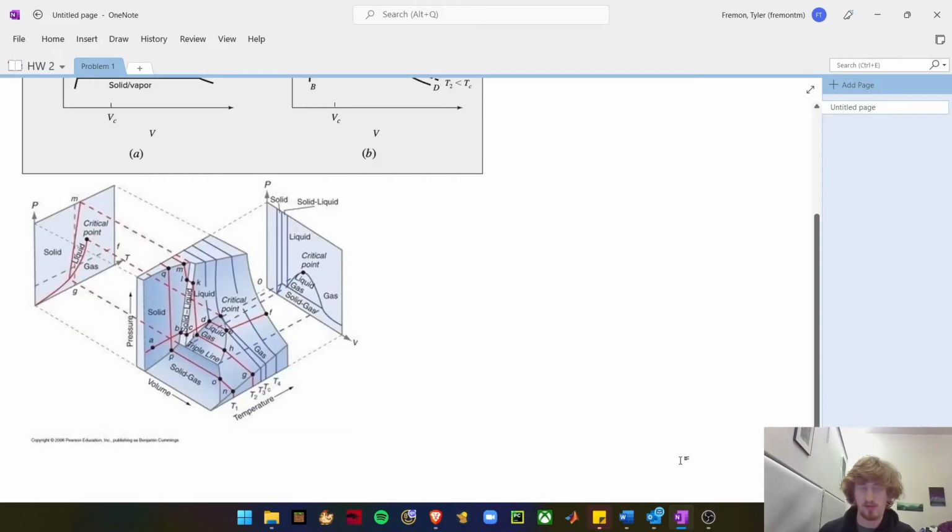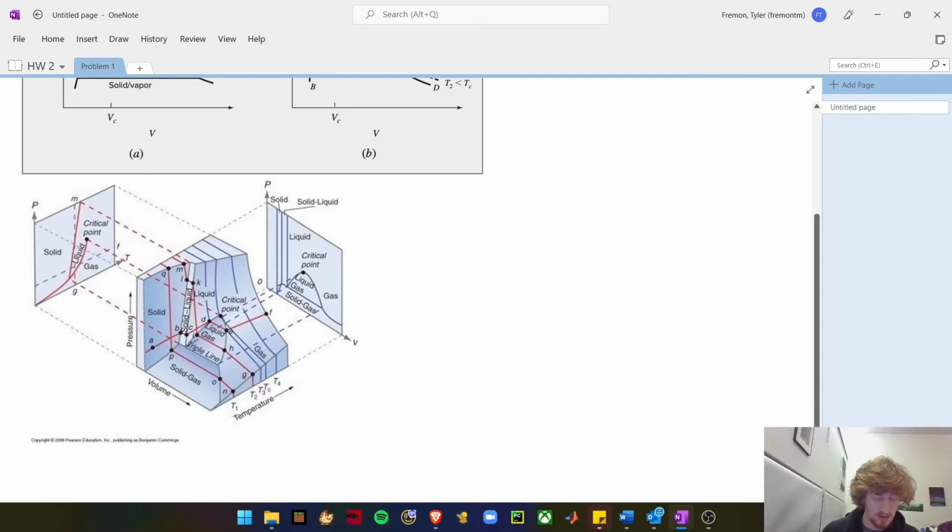So if we want to see how this looks in 3 dimensions real quick, just so we can get a better understanding of it, we have temperature along this axis, volume along this axis, pressure along this axis. And as you can see here, when you take the temperature and pressure axes, you get a typical phase diagram. And then when you have the pressure and volume axes, you get our pressure volume schematic.